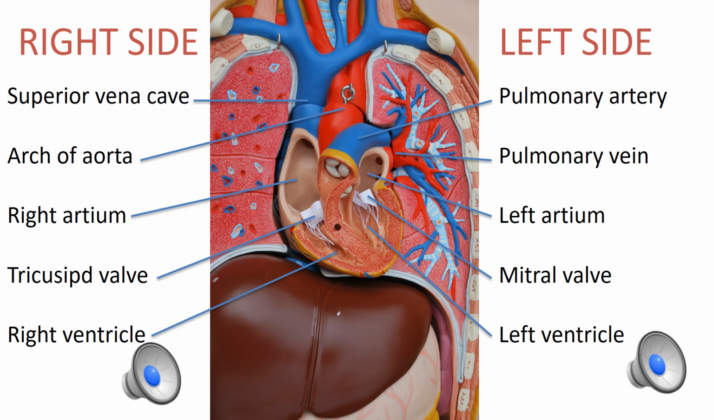From there, the blood goes through the atrioventricular valve. So the atria are at the top, the ventricles are at the bottom. The valves between those two are the atrioventricular valves. And the right atrioventricular valve is the tricuspid valve, because it contains three cusps. So the blood can flow from the right atrium freely through the tricuspid valve into the right ventricle.